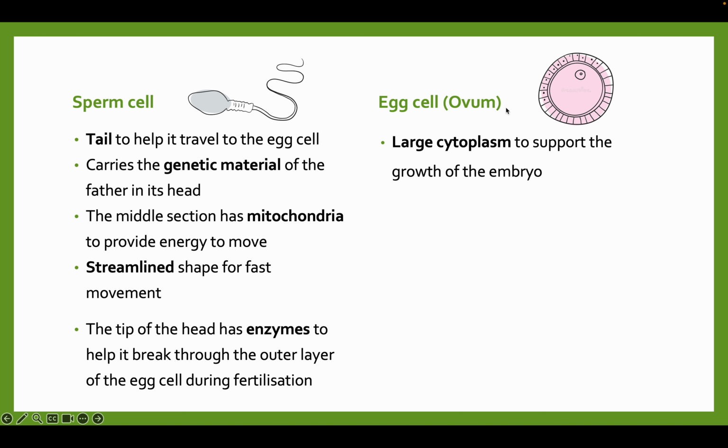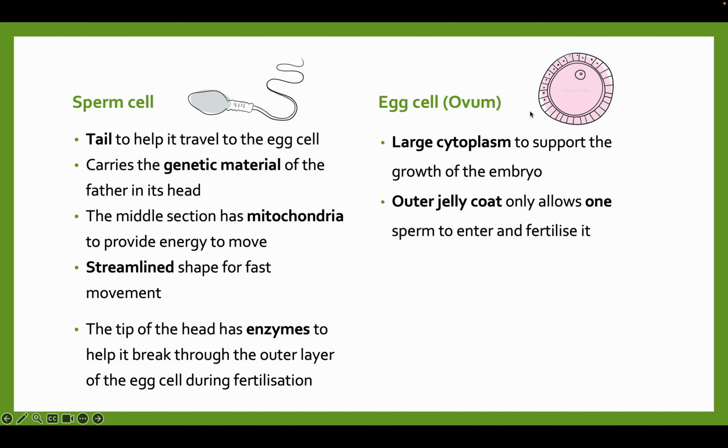The egg cell has a large cytoplasm to support the growth of the embryo. Remember, the cytoplasm is like the blank watery thing that fills up all the remaining space, and the space needs to be big so that a new baby can be grown in it.